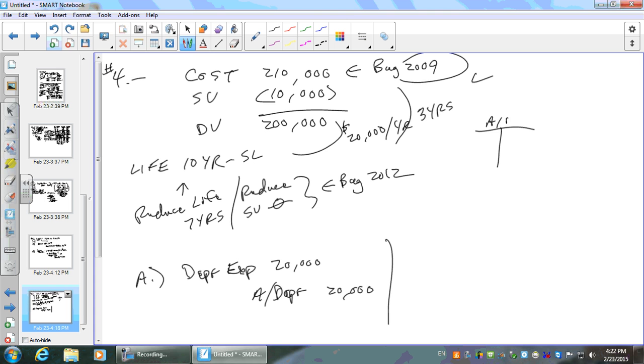What's in accumulated depreciation? 60, because we put in 20 the first year, 20 the second year, 20 the third year. We would have 60 grand in there, wouldn't we? What's my remaining book value? Careful. 210 less 60 is what? 150. I got 150. So now the remaining book value that I'm going to depreciate is 150. You guys with me? The 150,000 at the beginning of 2012.